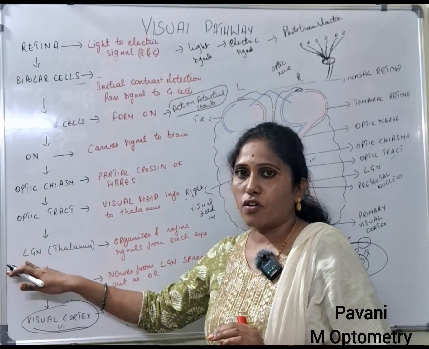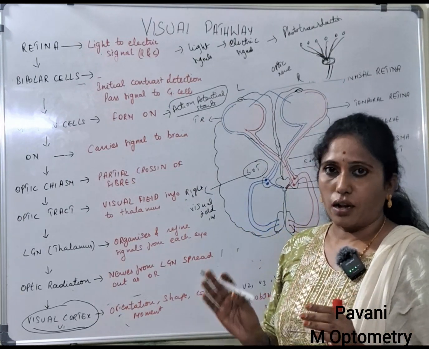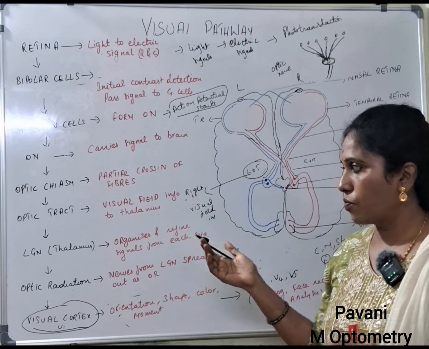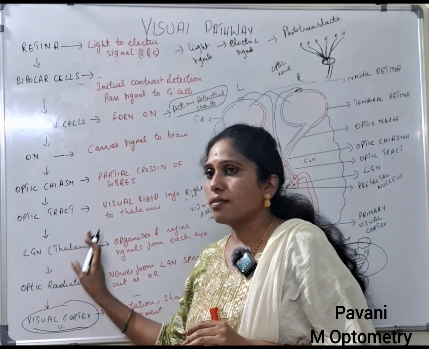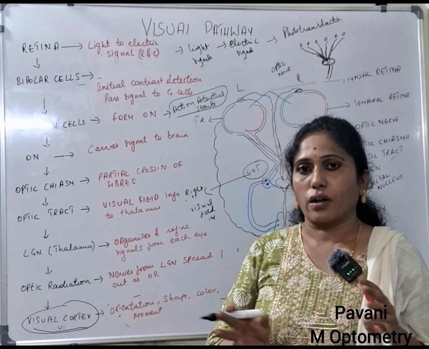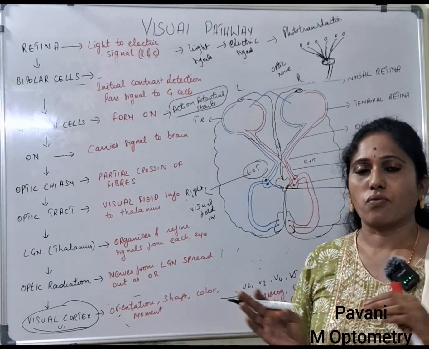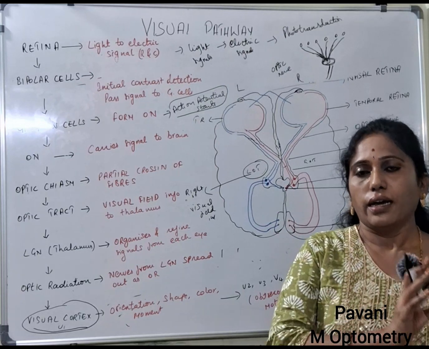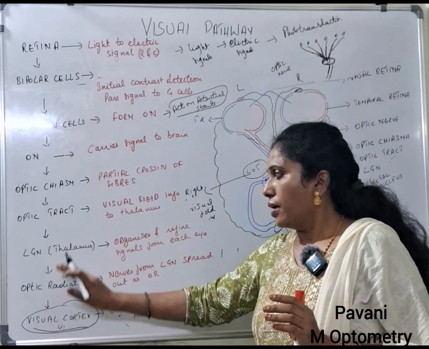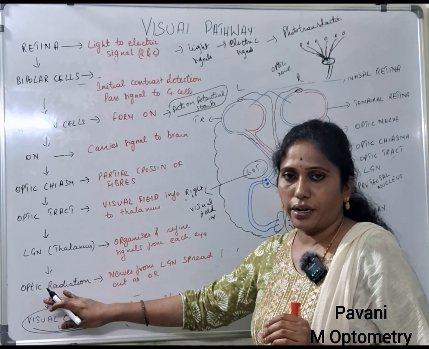The main function of the cells is that some cells are useful for identification of the color of the object, some cells are useful for identification of the motion of the object. Because it contains K cells, P cells and M cells, it organizes the visual information coming from the right eye as well as the left eye and keeps it neatly, and then it sends that neatly organized information to the visual cortex through optic radiation.